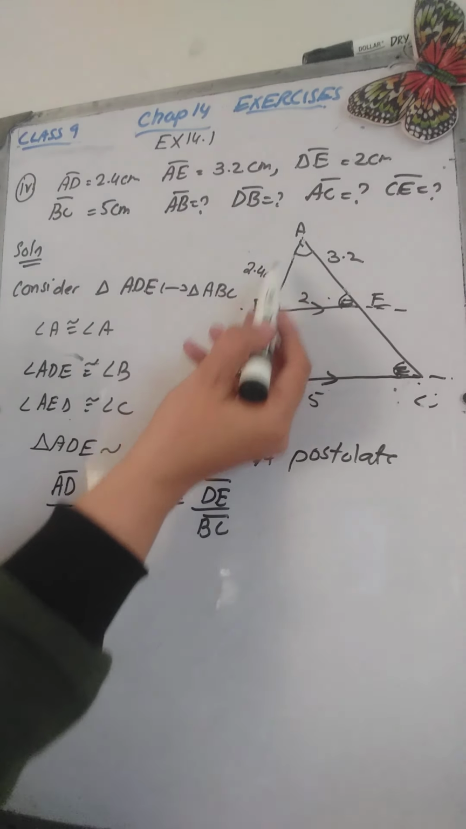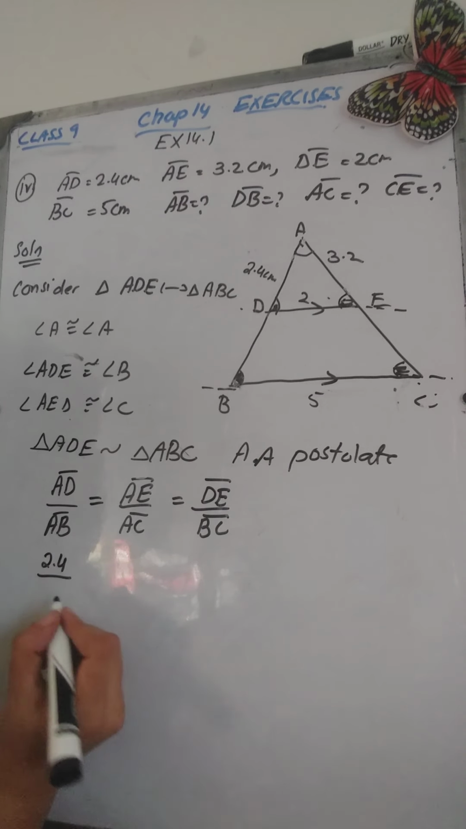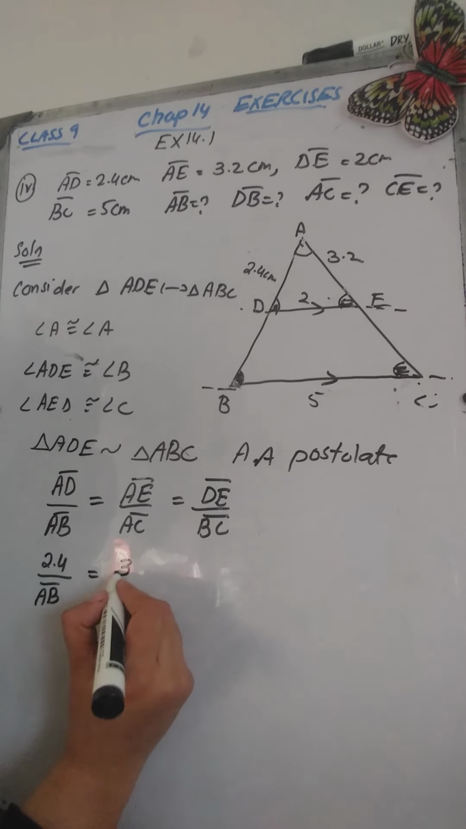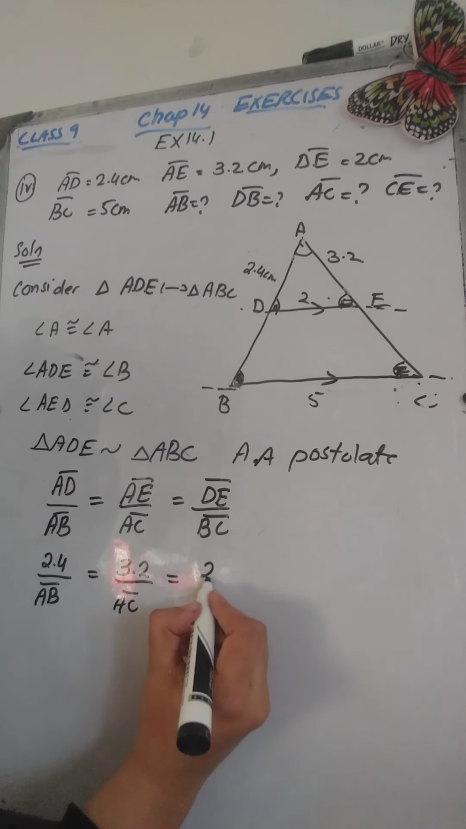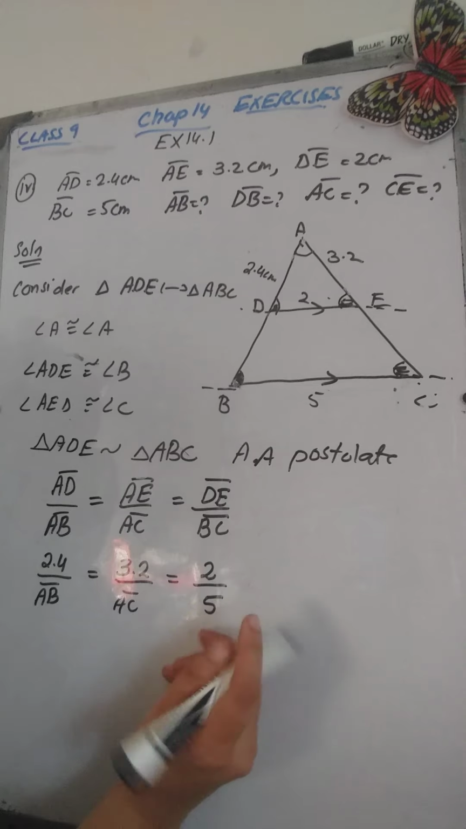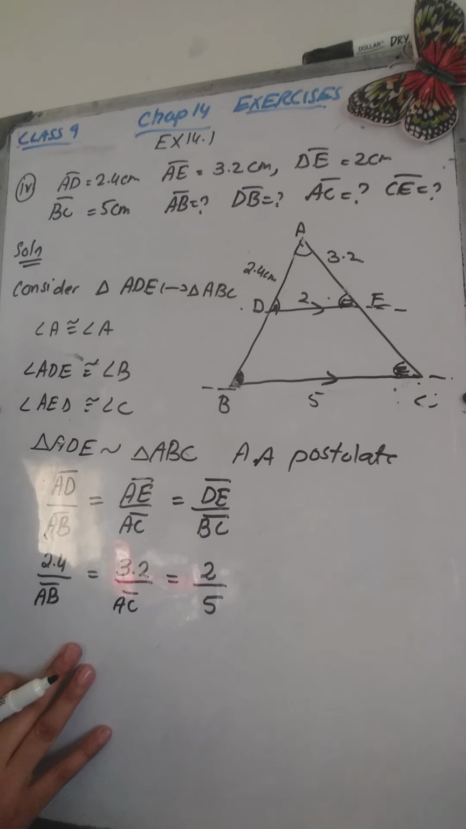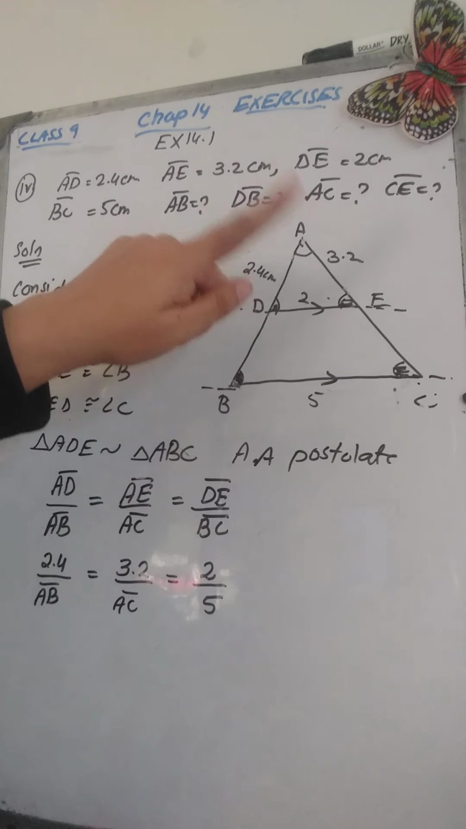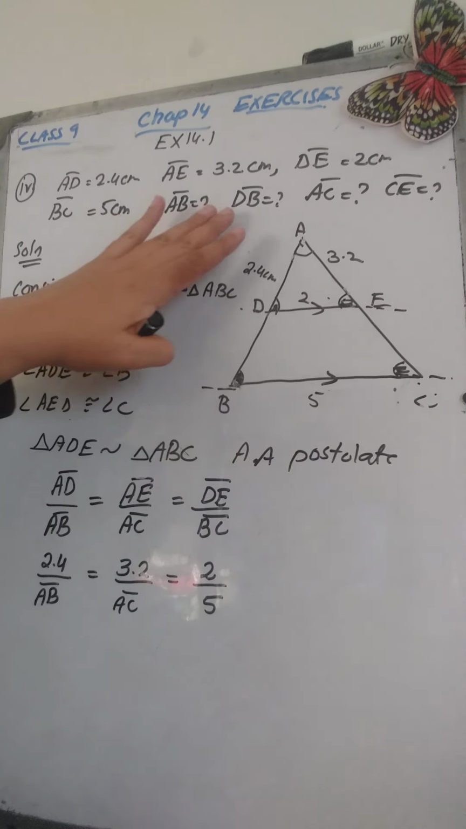Let me write the measurements which are given to us. AD is equal to 2.4, AB is unknown, so I will write AB. AE is given to be equal to 3.2 over AC, which is also not given to us, equals DE, which is 2, over BC, which is 5. I have put the values of all the measurements given in the question. Now we have to find AB, DB, AC, and CE. First I am going to find AB and AC, and with the help of that we can easily find the values of DB and CE.